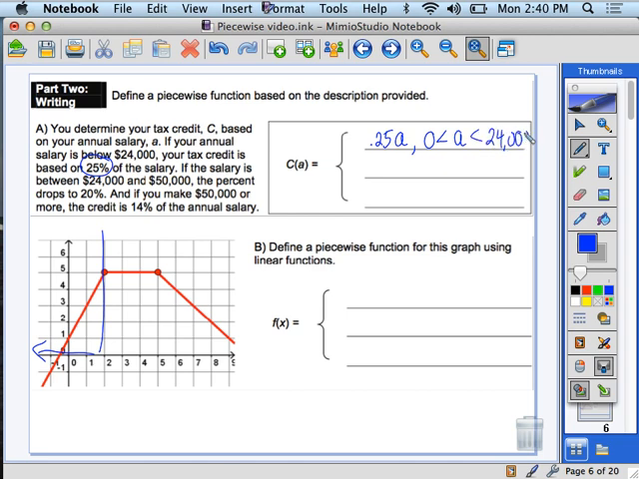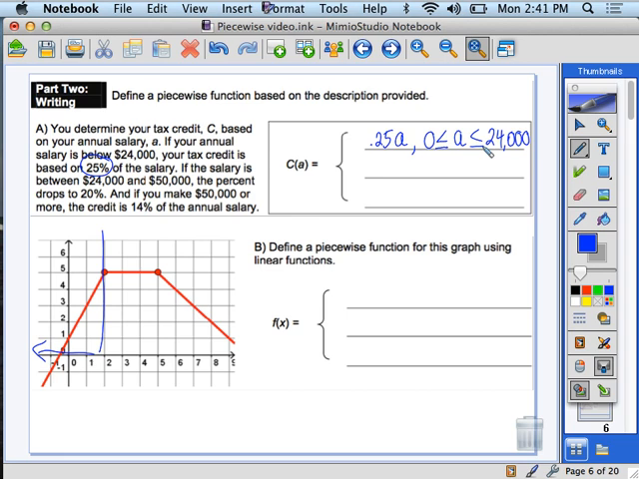Now, why am I using 0? Can you make a negative amount of money? No, you can't. Okay? You can make a 0 amount of money. Notice I'm putting my equal signs there.